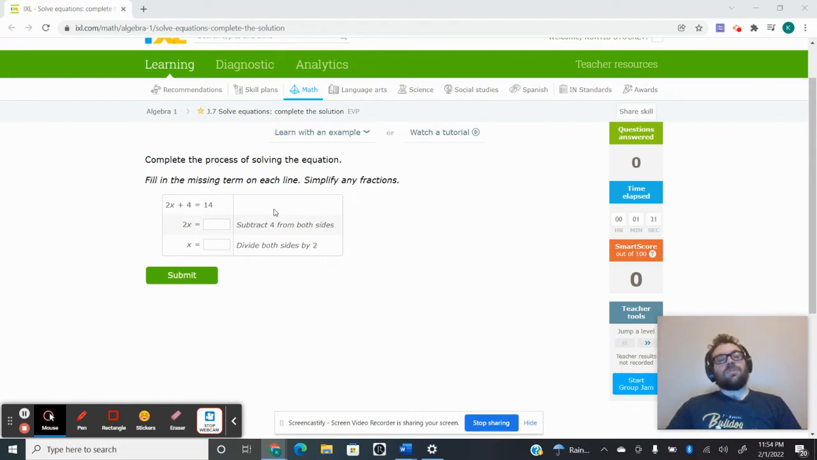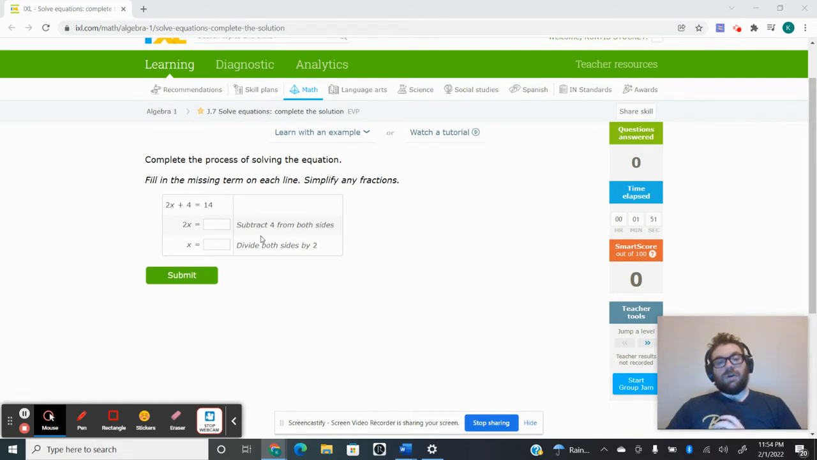Today we're just going to be solving some more equations here on IXL. This is J.7, solve equations, complete the solution. We're not learning anything new today. We're just going to be filling in the blanks with whatever needs to come next.